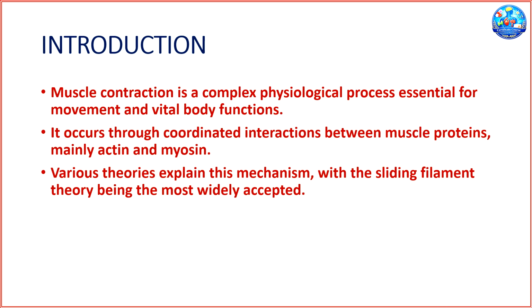What is muscle contraction? Muscle contraction is a complex physiological process which is very much essential for the movement of the body and also for the body to perform vital functions. This happens only through coordinated interactions between the muscle proteins. The most important ones are the actin and the myosin. And here various theories explain this mechanism of contraction. The most important one is sliding filament theory, which has been widely accepted.